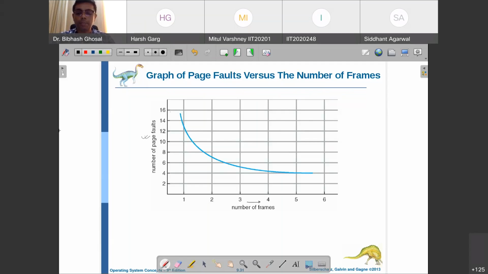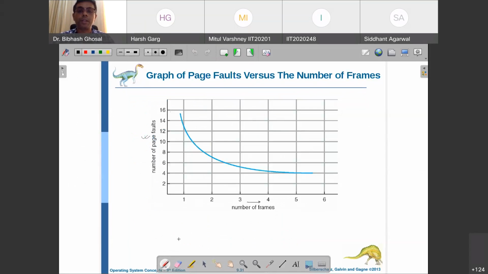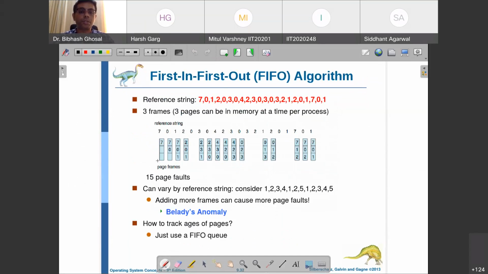Now, in the previous example that I have shown, this allocation, I will come to that. So this is the allocation that I was referring to. And the algorithm that we are using is called the first in, first out algorithm. This is the reference string which refers to the page numbers. We have 3 frames, and the pages in this reference string have to be allocated to the frames.